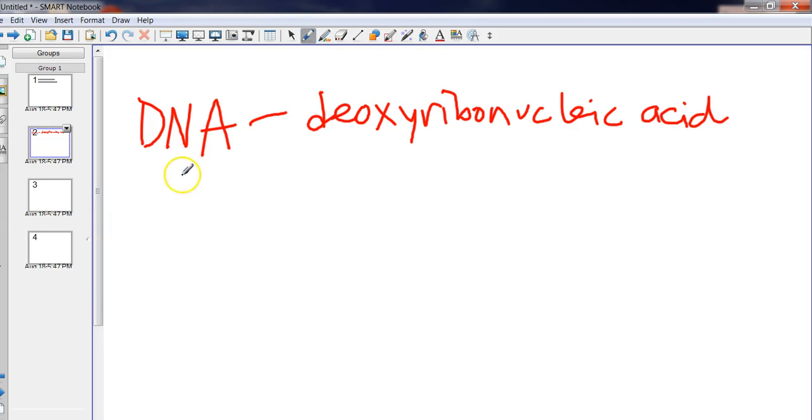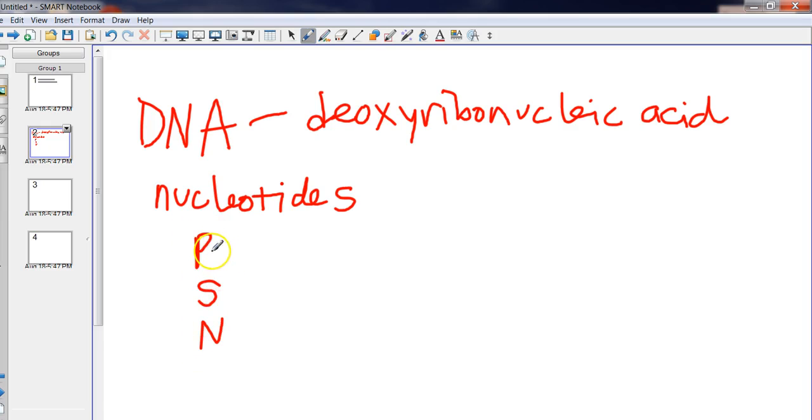So DNA is a hereditary molecule. We find it in the nucleus of all cells. It's made up of repeating units called nucleotides. Okay, and each nucleotide is made up of P, S, and N. The P stands for phosphate. S is the sugar, and N is the nitrogen base.